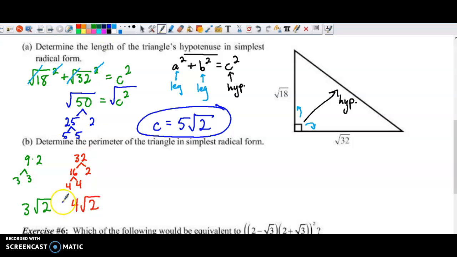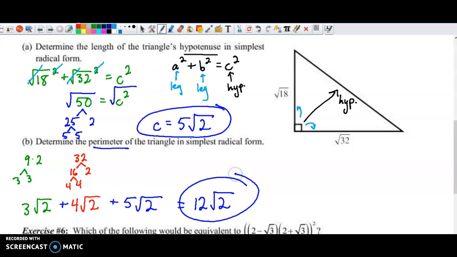And then don't forget that we want the perimeter as all the side lengths. So we also have that 5 root 2. So 3 plus 4 is 7, plus this 5 would give me 12 root 2 is the answer we're looking for there.